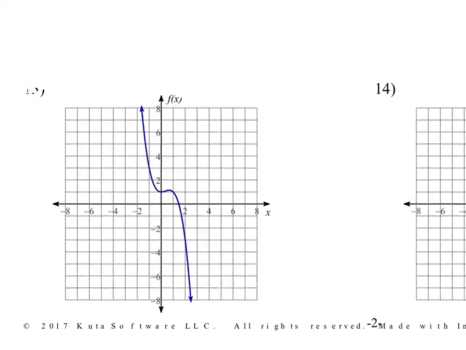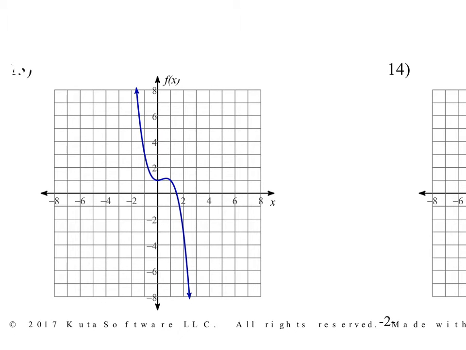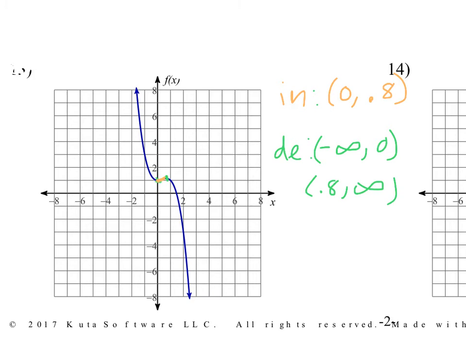All right, 13. So here our graph starts off decreasing until we hit 0. So from -infinity to 0, we're decreasing. Then we have this little hump in our graph that goes up from about 0 to, we could say, 0.8. So we're increasing from 0 to 0.8. And then from this point on, we're decreasing. So from 0.8 to infinity, we are decreasing.